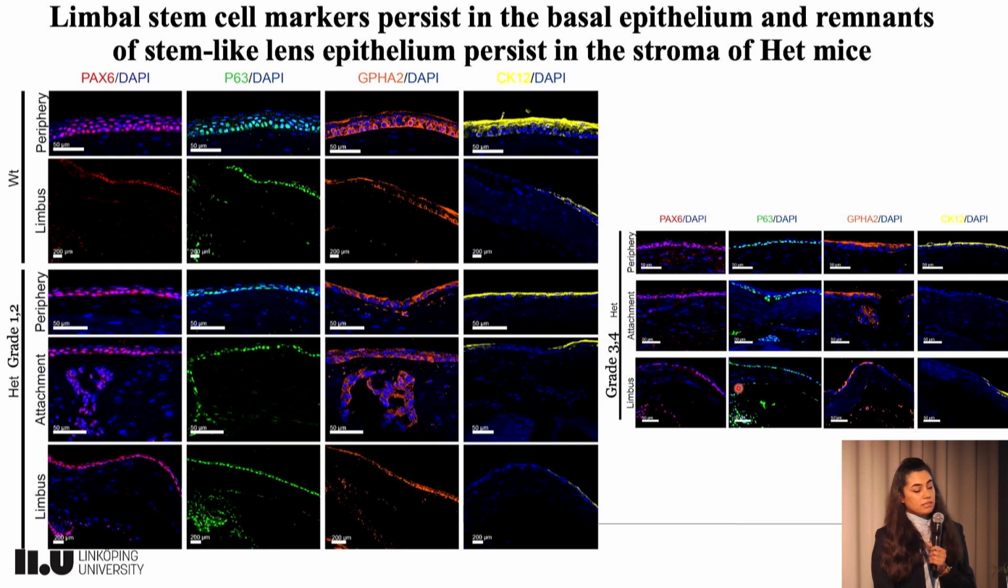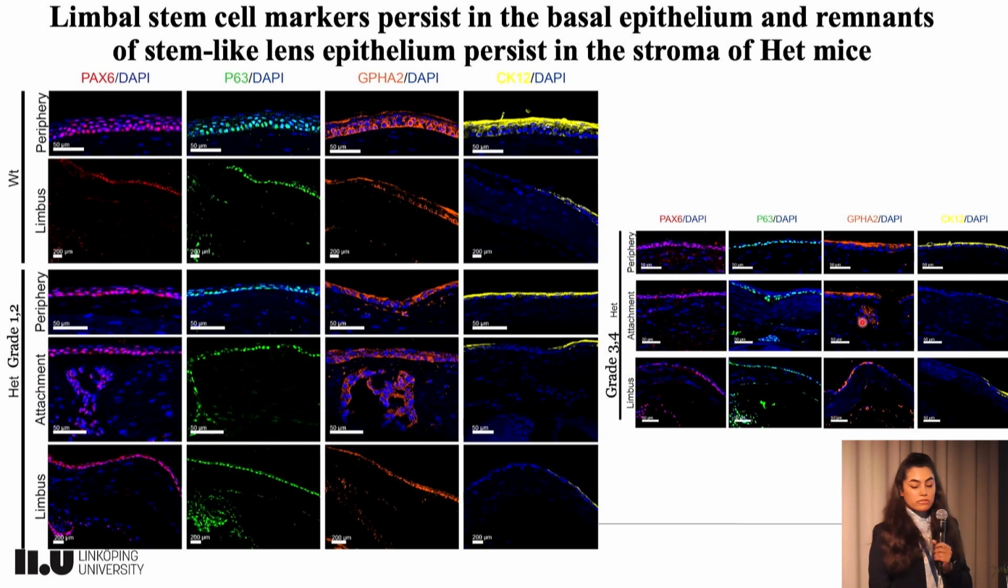But interestingly, even at the later stage of AK, we still have the P63 positive cells in the basal layer, although a further loss of P63 expression is apparent. P6 and PAC6 and keratin 12 also followed the same pattern in grade 1 and 2 and grade 3 and 4. However, it's kind of different about GPHA2.